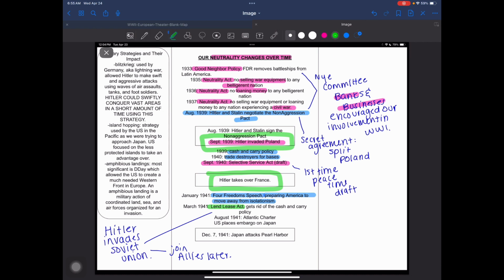Now, right down here with the Atlantic Charter, again, we haven't declared war yet. The Atlantic Charter is going to be a meeting between FDR and the new Prime Minister of Britain, and his name is Winston Churchill. And they meet on a ship, and they sign this document that becomes known as the Atlantic Charter.